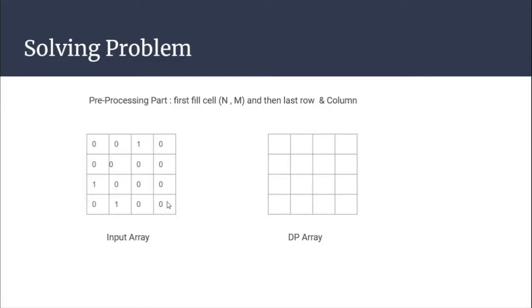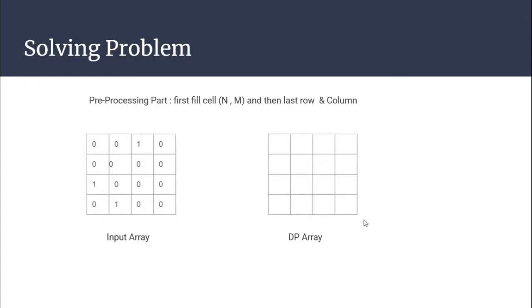Now the pre-processing part, as you remember from the previous problem, was to fill the last row and last column. Similarly in this problem too, the pre-processing part is almost the same. There are certain changes and we'll see what those changes are. First of all, we'll start from filling the n cross m th cell. I'll be considering n as the number of rows and m as the number of columns, not the other way around which is said in the problem statement.